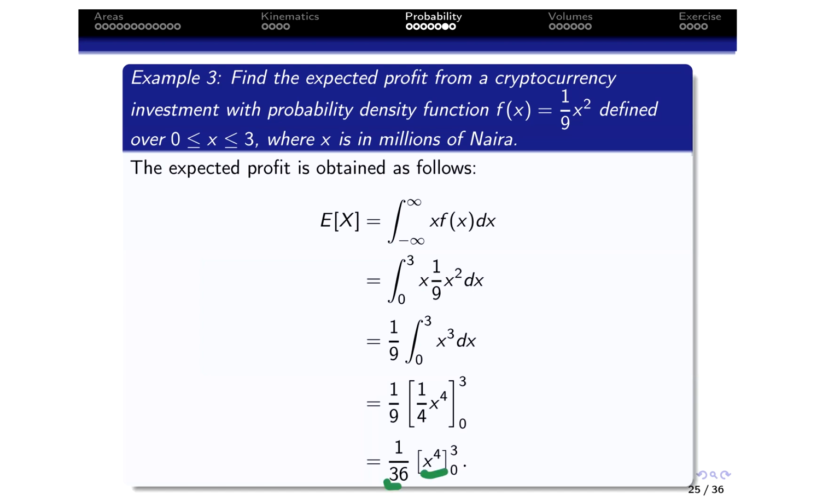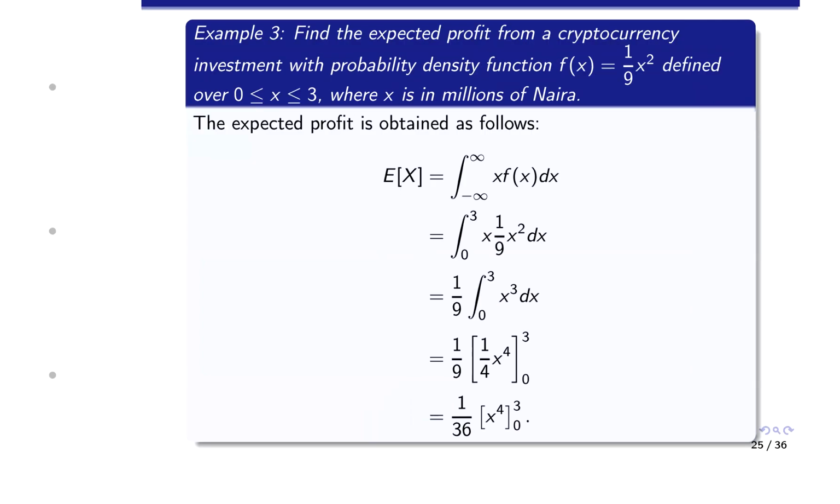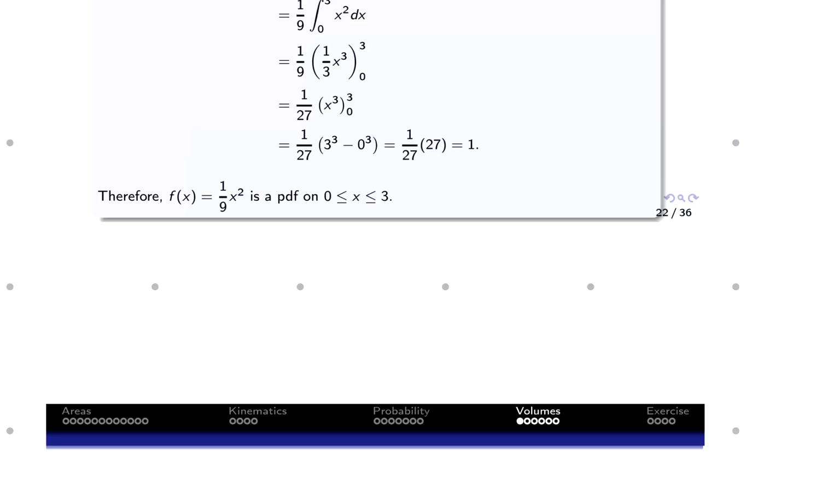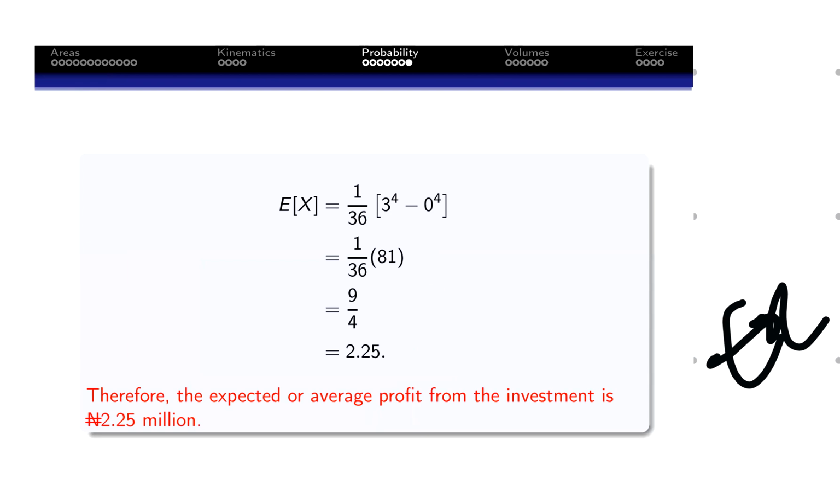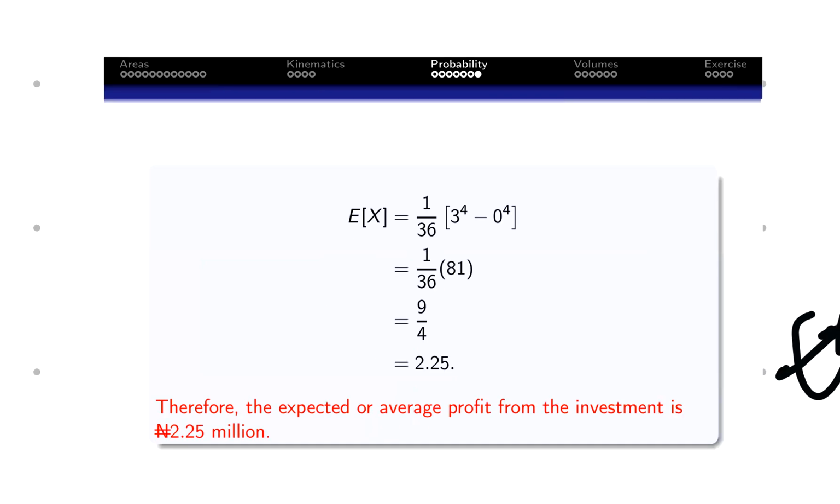And we are not done yet. So we go to the slide where it's completed. So that's here. Okay, so here you have the expected value now, as you can see: you are going to do 1 over 36 times x raised to power 4 from 0 to 3, right? So you put 3 in x raised to power 4, you get 3 raised to power 4. Put 0 in x raised to power 4, you get 0 raised to power 4. 3 raised to power 4 is 81. 0 raised to power 4 is 0. 81 minus 0 is 81.